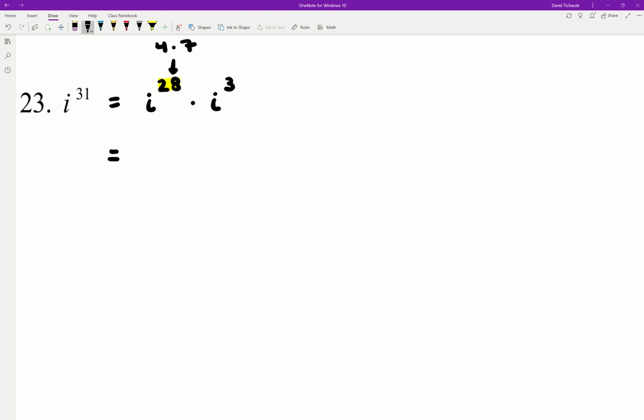And so remember that if it's a multiple of 4, then that result is just going to simply be a 1 there. And then this is going to be times i to the 3rd. And remember that i to the 3rd from before, we already figured that out. That was going to be -i. And so 1 times -i is going to give you simply -i as the result here, okay?